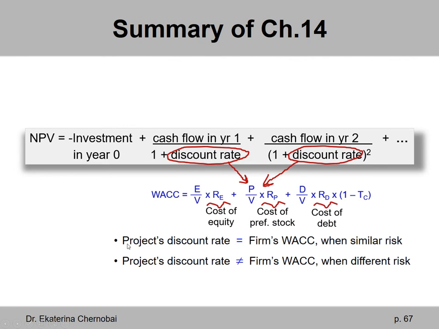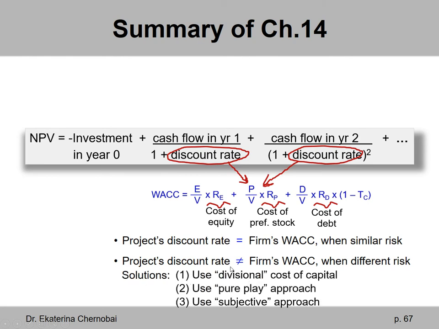We then talked about how the project's discount rate can be used. The project discount rate can equal the firm's WACC, but only when the new project is similar in its risk level to all other projects of the firm. The project discount rate cannot equal the firm's WACC when it has a different amount of risk. In that case, there are 3 solutions. Use divisional cost of capital, use pure play approach, use subjective approach. And we looked at the earlier slides what those 3 are all about. This was the first part of the chapter, the main part.